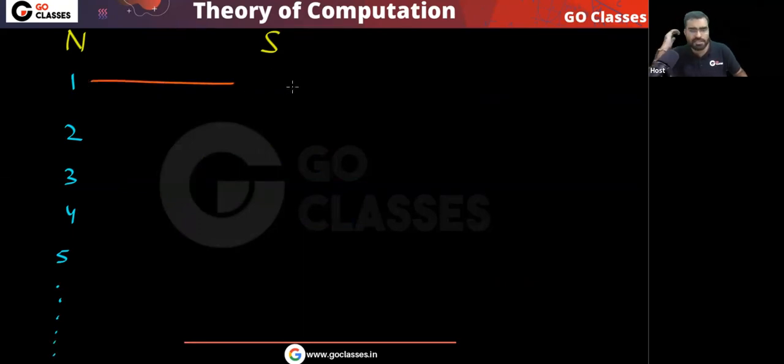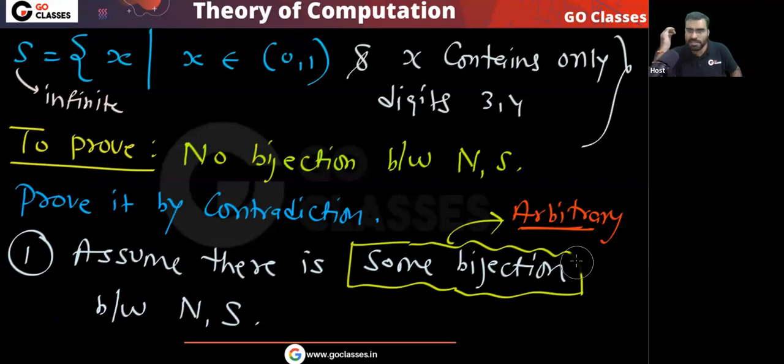Okay, so let's assume that bijection is this. I am giving you that bijection. See, there is a bijection. These are the set of natural numbers, and this is your set S. 1, 2, 3, 4, 5. Let's assume 1 is mapping to someone, yes or no? Because I am assuming there is a bijection. Agree? Please tell me. I am assuming there is some bijection F.